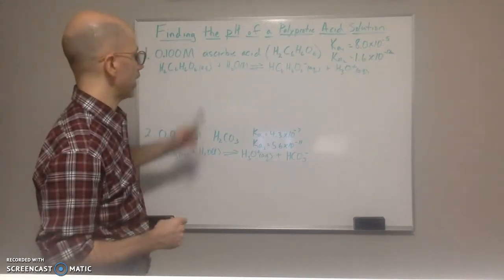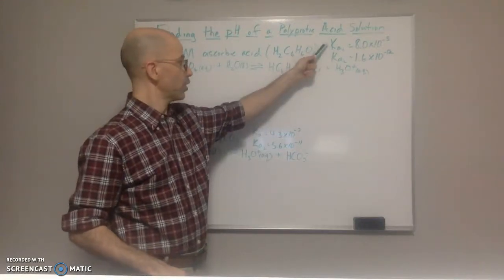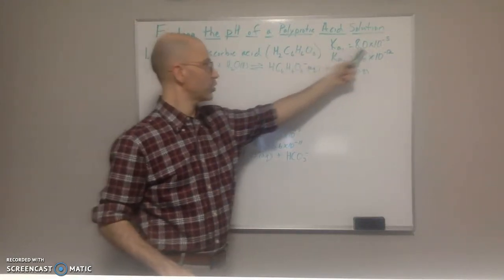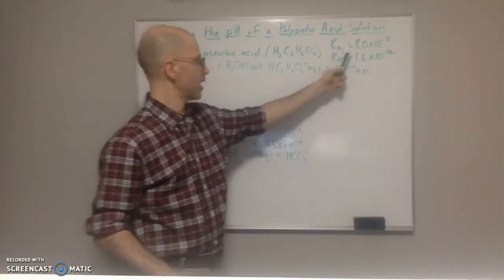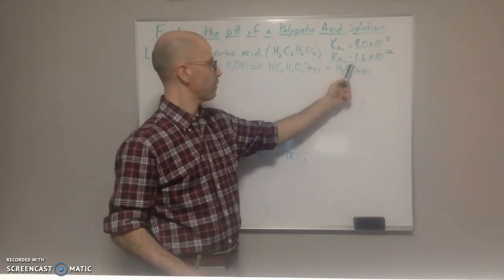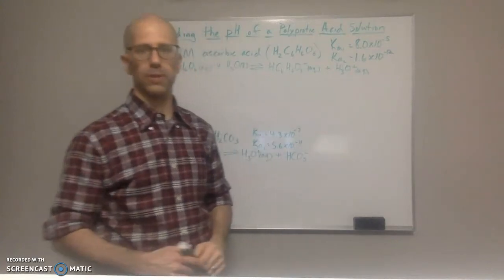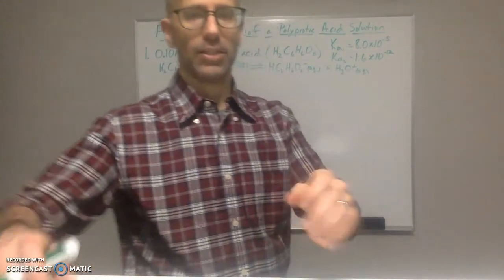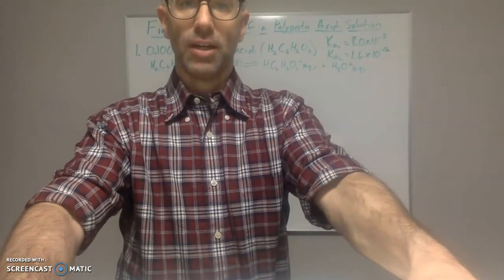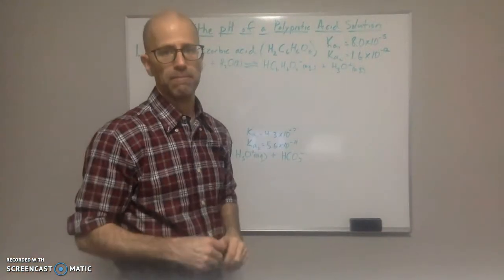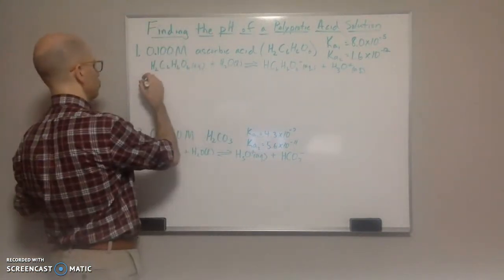The reason we can do that is because if you look at the Ka values of the first and second proton, the first proton has a much larger Ka value than the second proton here. So you can see here it's 8.0 times 10 to the negative 5 for the first one, and it's 1.6 times 10 to the negative 12 for the second one. And so that indicates that the amount of H plus that's given off by the second proton is negligible compared to that of the first, so we can ignore it.